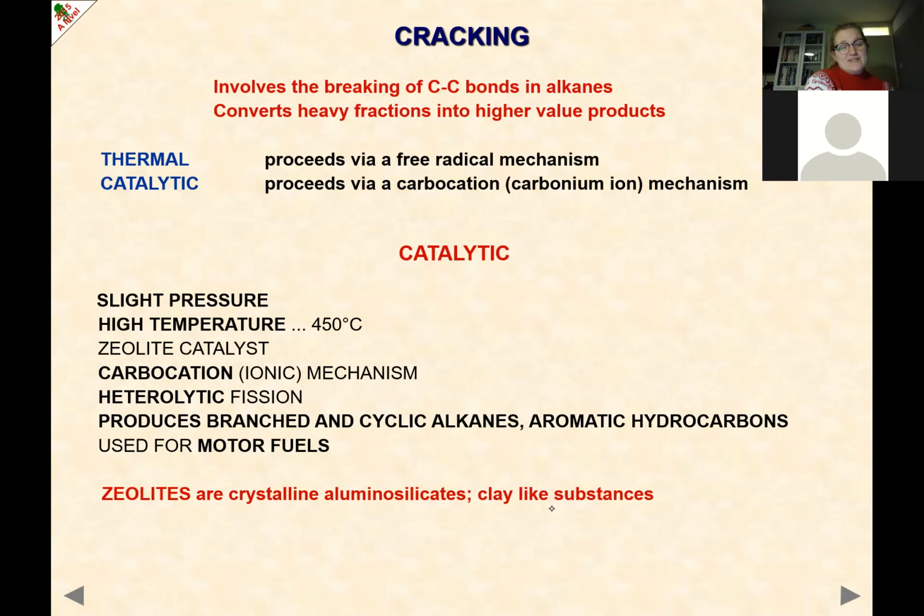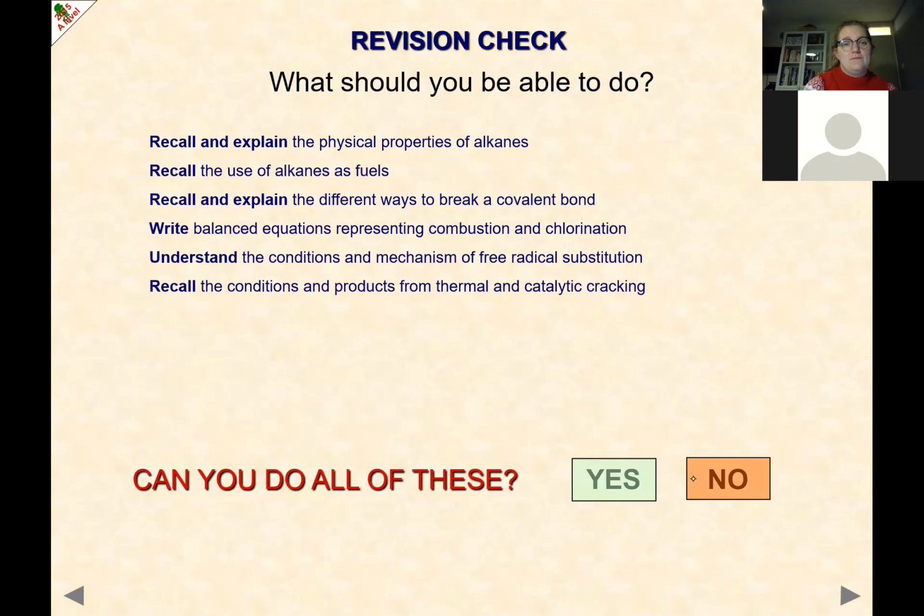So zeolites are crystalline aluminosilicates, and they're a clay-like substance. So we will leave that there.